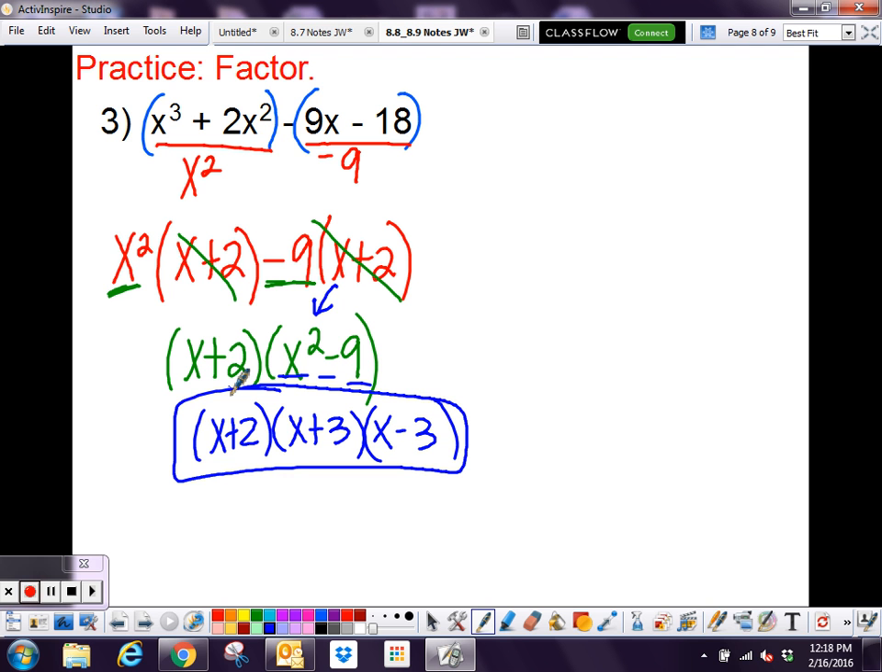If you didn't quite understand that, rewind and watch that again. Those are rare, but I do think you might have one of those on your next test.